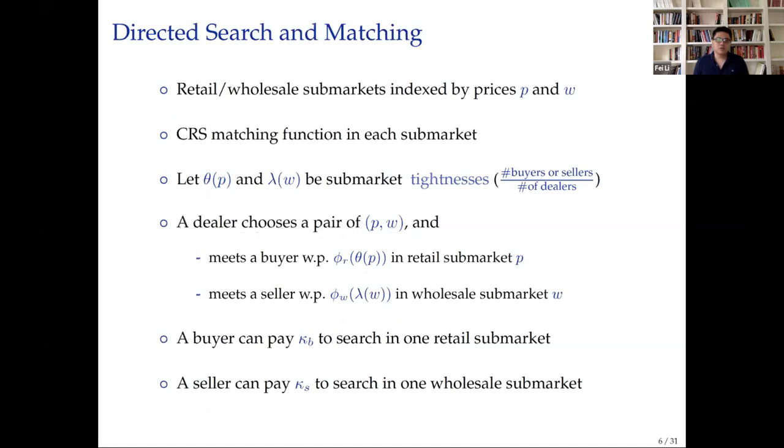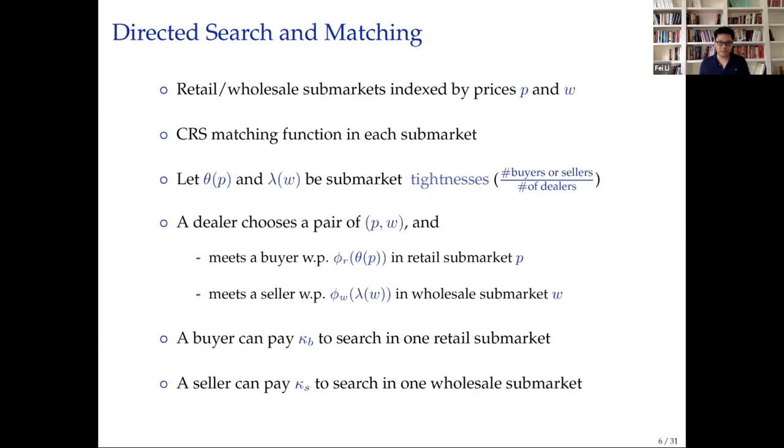So we have both a retail market and a wholesale sub-market indexed by the retail price P and the wholesale price W. Each of the sub-markets is going to have a constant returns to scale matching function. And I'm going to abuse terminology to say in each of the sub-markets there is a market tightness, and theta is the retail market tightness, that will be the measure of buyers divided by the measure of dealers in that sub-market. Lambda is going to be the market tightness of the wholesale market, and that will be the measure of sellers divided by the measure of dealers. So all that matters is that for every dealer in a sub-market, it's the average buyer or seller you get in that sub-market.